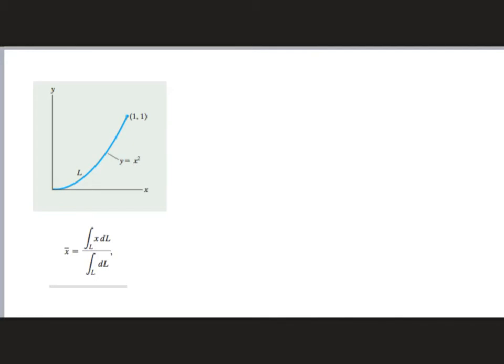The easiest way to do this is to perhaps consider an example. So this is an example from your textbook, and it is to find the centroid of the parabola y equals x squared along the path from the origin, 0, 0, to the point 1, 1. So this is an arc of a parabola of a finite length, and we want to find the centroid, that is the average position of all the little pieces that make up this line.